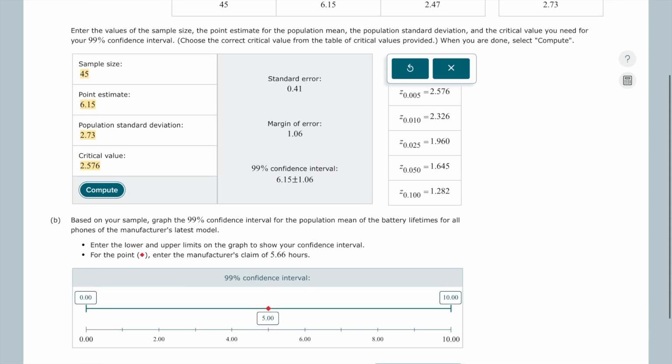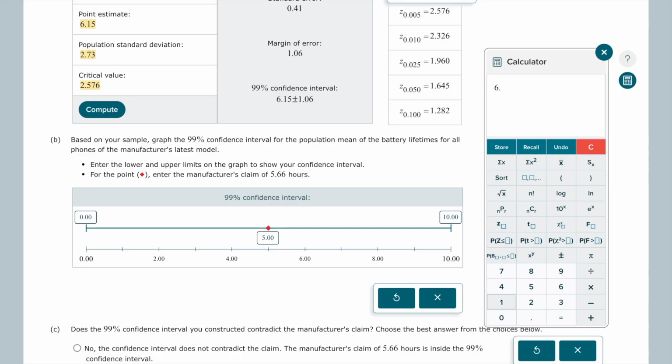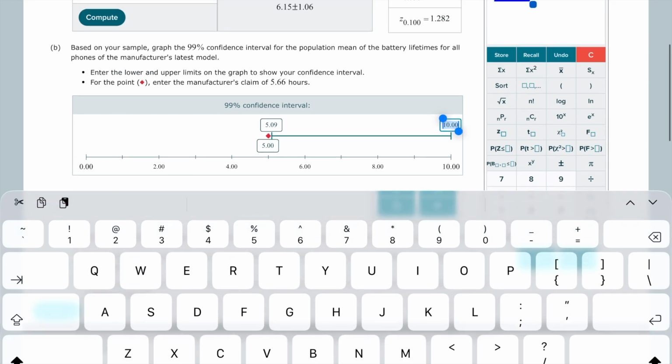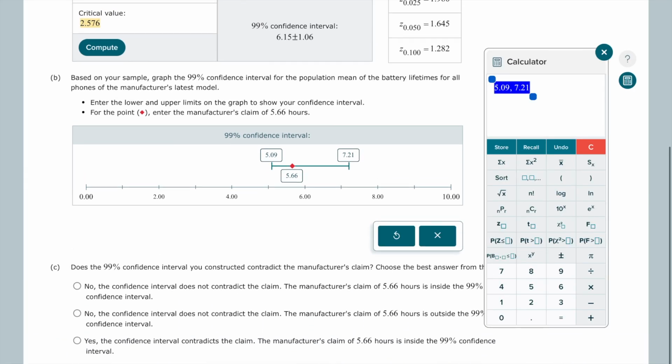So you click compute. To plot this, we are going to do the 99% confidence interval. Down there, it is 6.15 plus or minus 1.06. That is taking 6.15 plus 1.06 and 6.15 minus 1.06. So I get 5.09 and 7.21. The manufacturer claim was 5.66. So we did our sample to see if the manufacturer is lying. Their battery is lasting 5.66. That is inside. It does not contradict because it is inside.